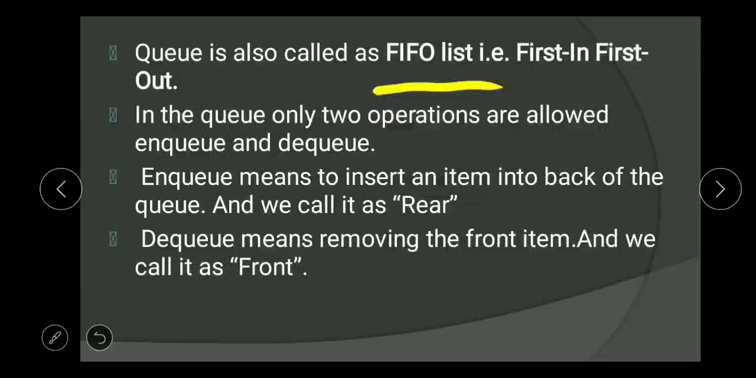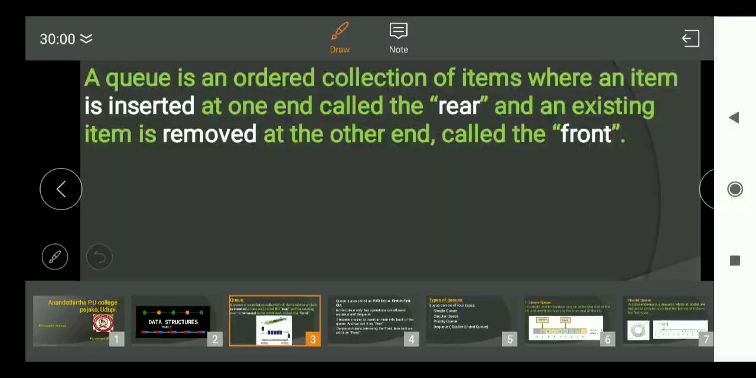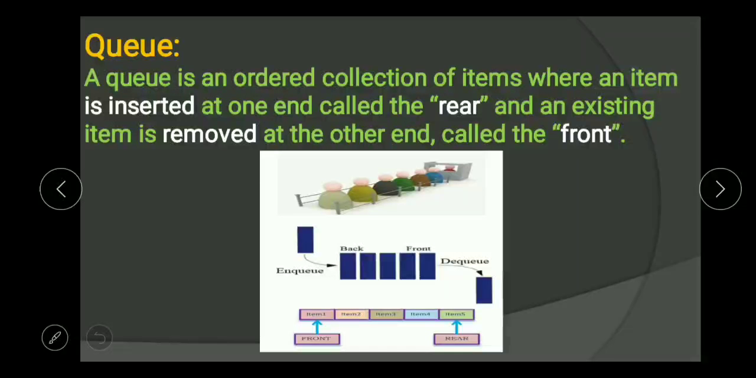In the queue only 2 operations are allowed, NQ and DQ. NQ means insertion of the element in the queue. DQ means deletion of the element in the queue. Insertion occurs at the back of the queue and deletion occurs at the front of the queue. These are the 2 operations in the queue.